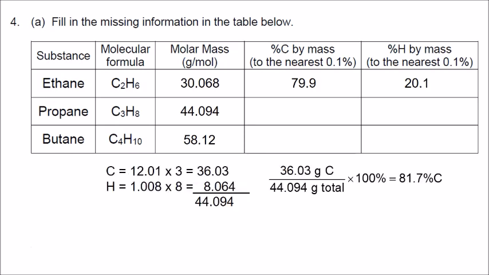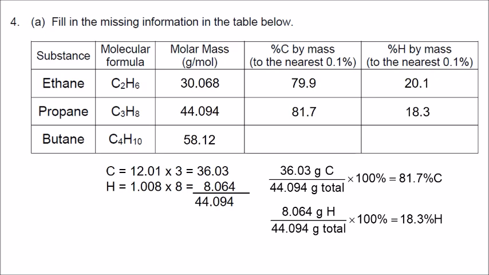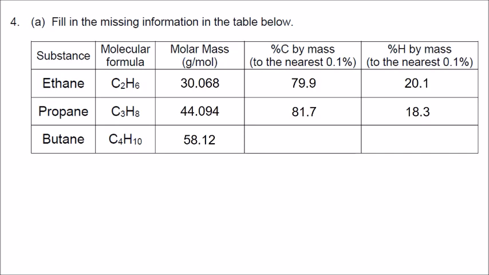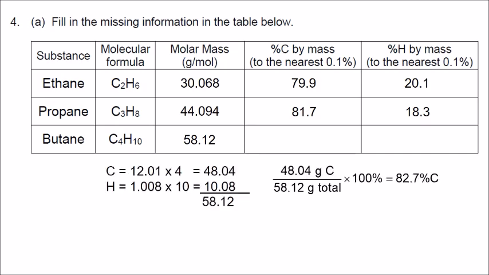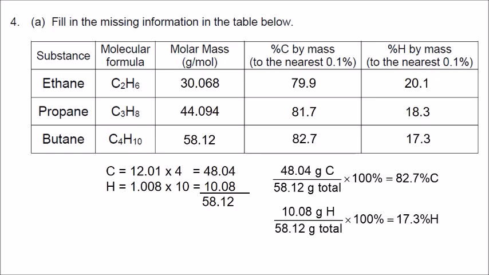So for propane, the calculation for percent carbon is 81.7, and the percentage of hydrogen by mass is 18.3. And then finally on to butane. If we run those numbers, we get 82.7% carbon by mass and 17.3% hydrogen by mass.